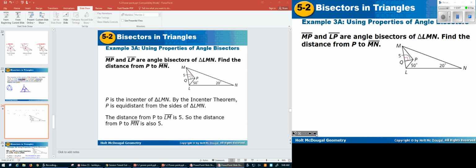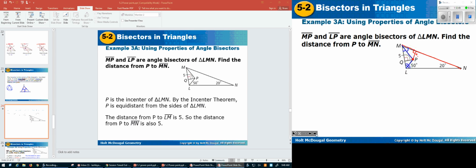So MP and LP are angle bisectors of triangle LMN. So again, I would mark my picture as soon as I read that. MP is an angle bisector of the triangle. LP is an angle bisector of the triangle. So it's bisecting the angle of the triangle that it intersects. What does that make point P? The incenter. It asks you to find the distance from P over to line MN. How do we always draw distance from a point to a line? Perpendicularly.